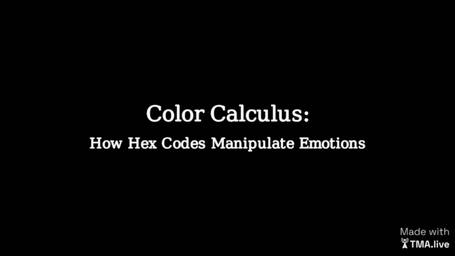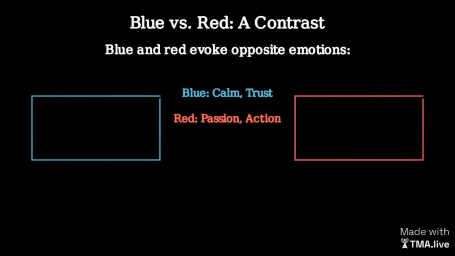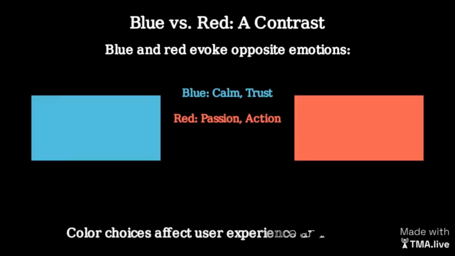Let's explore color calculus, how hex codes manipulate emotions. Colors have a profound impact on our feelings, but how exactly does this work? In contrast, blue and red evoke opposite emotions. Blue represents calmness and trust, while red represents passion and action. Color choices are crucial for user experience and branding, as they can significantly influence how people feel and perceive things.